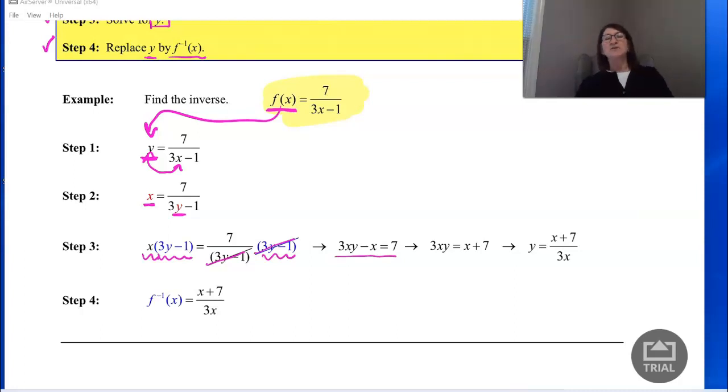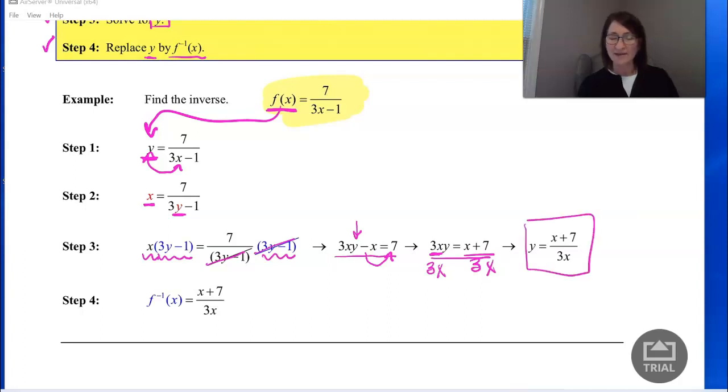All right. So again, our goal is to get y all by itself. So if you add this x, bring it over to the other side, that gets you the 3xy equal to x plus 7. And then you simply divide both sides by that 3x.